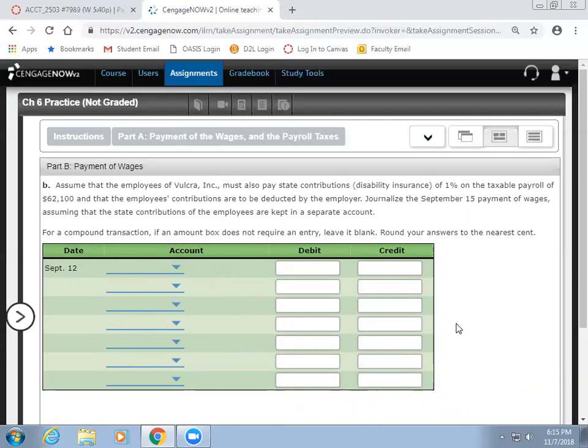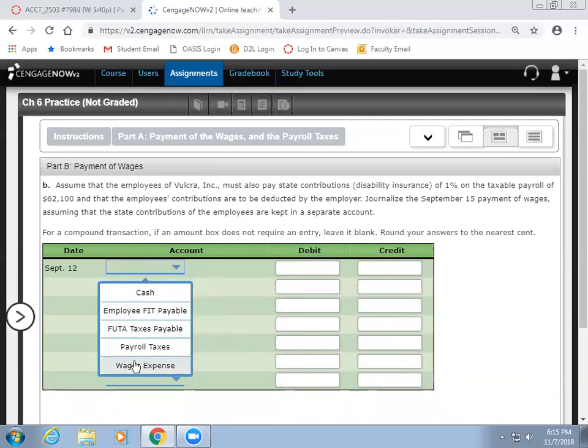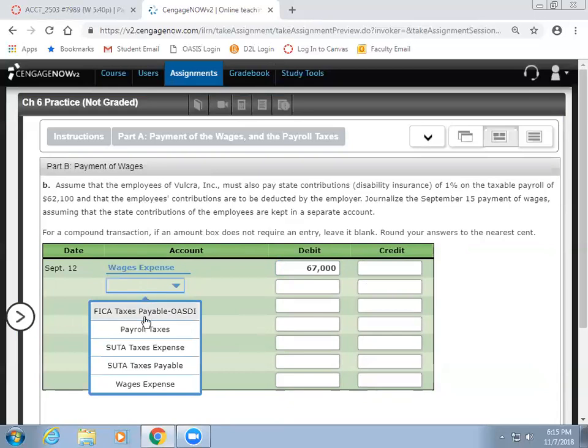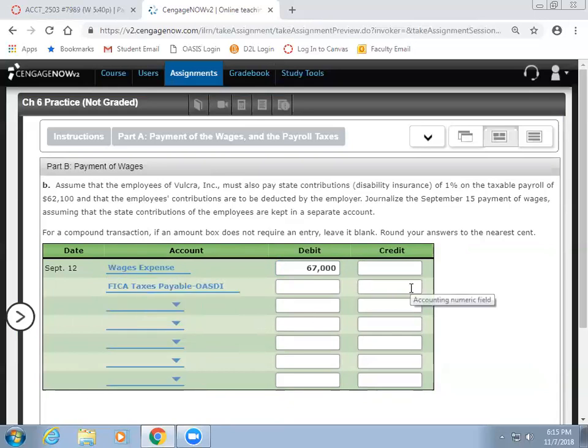So I don't think I printed that one, so we'll just make sure we get it right here. So our wages expense is the same. Our total wages expense stays the $67,000. And it doesn't change our FICA withholdings or anything like that. We just have an additional withholding that we're adding in. So we're still going to do FICA taxes payable, OASDI, and that is still the $3,958.70.